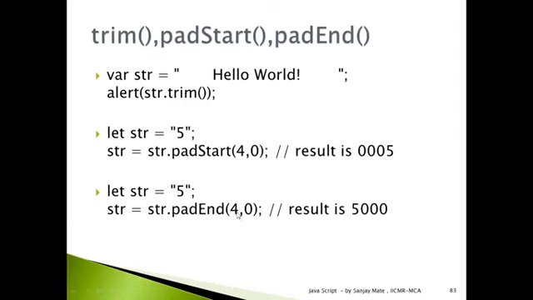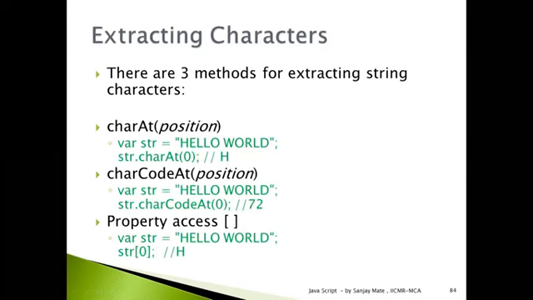Again, I want a 4-digit number. Here there is only one digit, that is 5, so you can add additional zeros. You can provide zeros here and they will be added. So this is all about trim, padStart and padEnd.